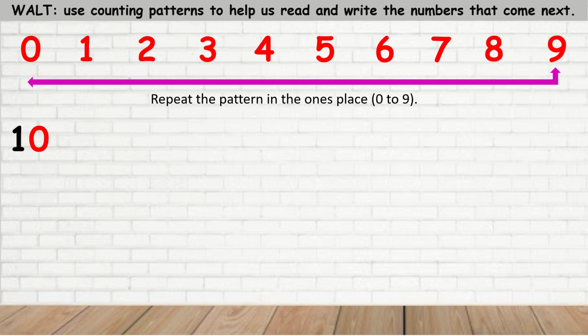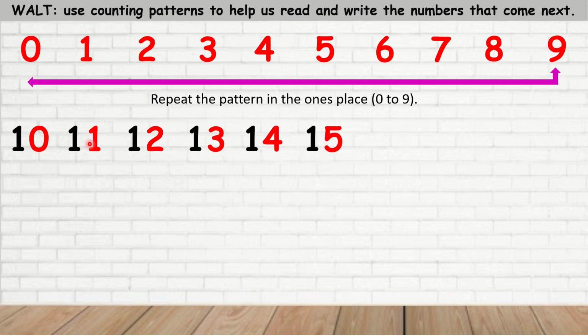Then the pattern continues. So now you will have 1, 1, right? So the 1 stays, and then you have the 1 that comes from the top. So you have 1, 1, which is 11, 12, 13, 14, 15, 16, 17, 18, 19. Again, the pattern is going to repeat.